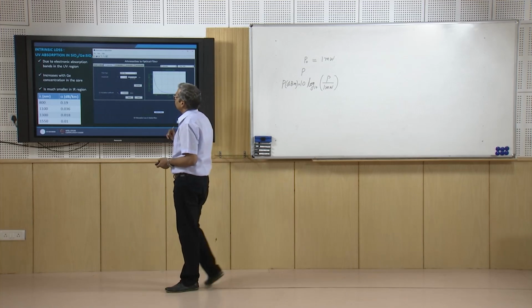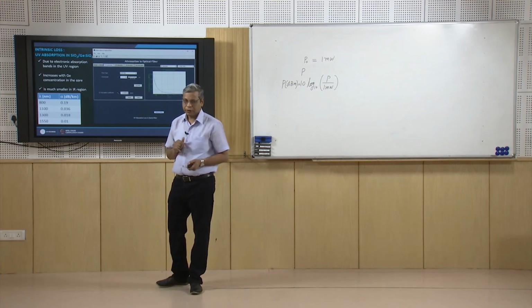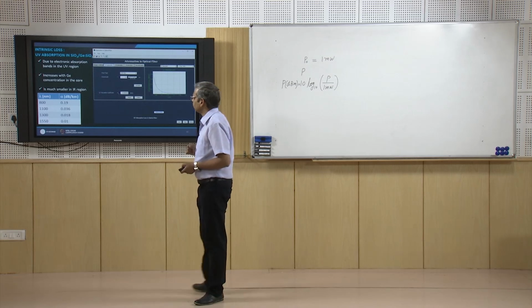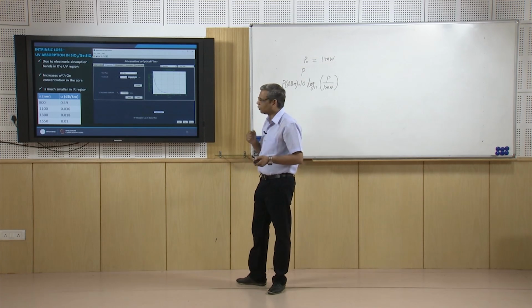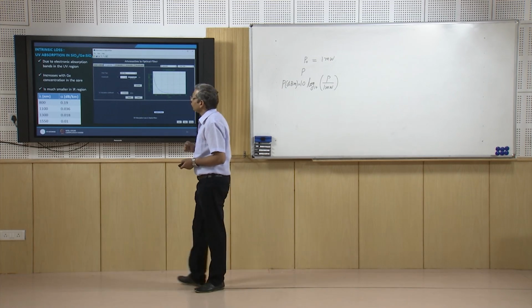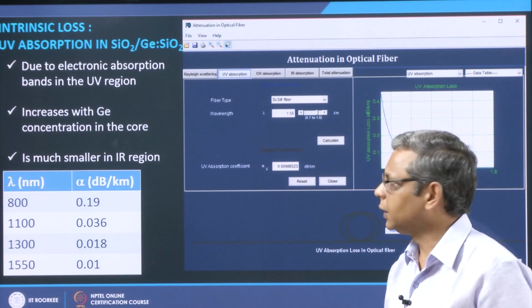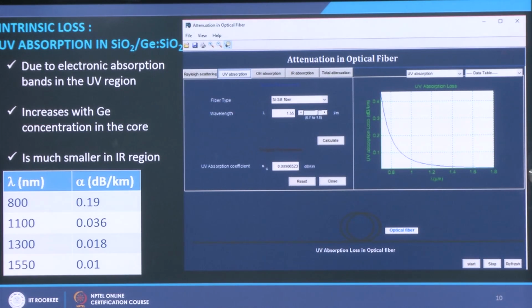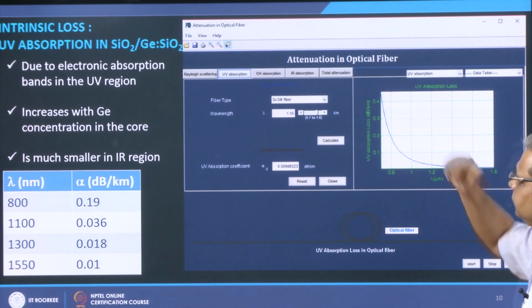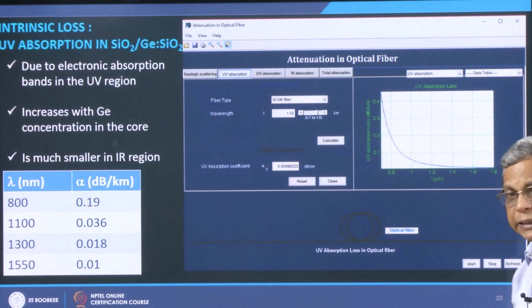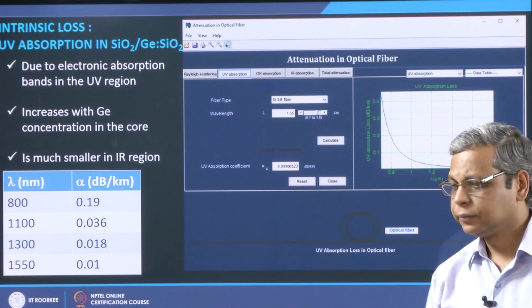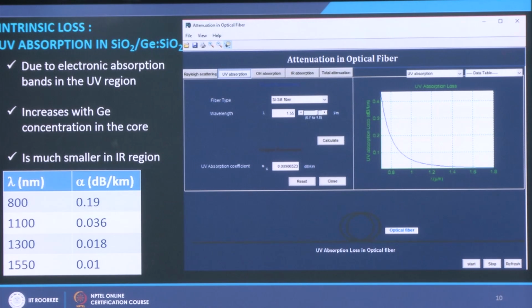Next is UV absorption by primary constituent materials of the fiber, which can be silica or germanium doped silica, and it is due to electronic absorption band in the UV region. So, it goes like this, and since the core is usually doped with germanium, if I look at that, I see that it increases with germanium concentration in the core. But this loss is much smaller if I go to infrared region.